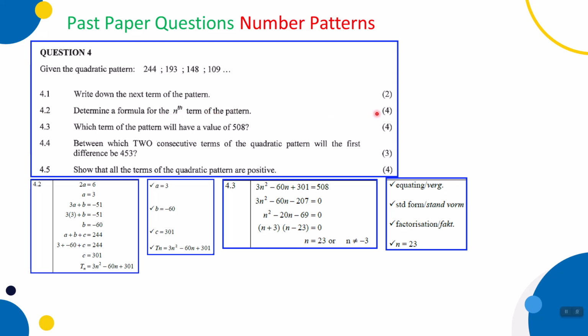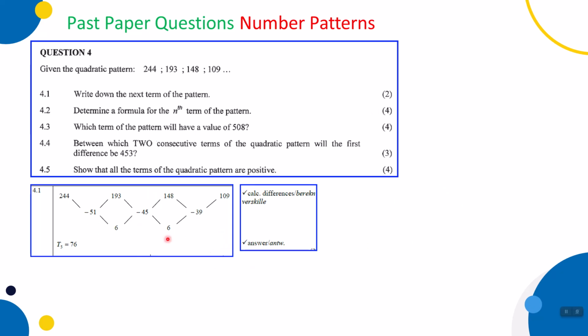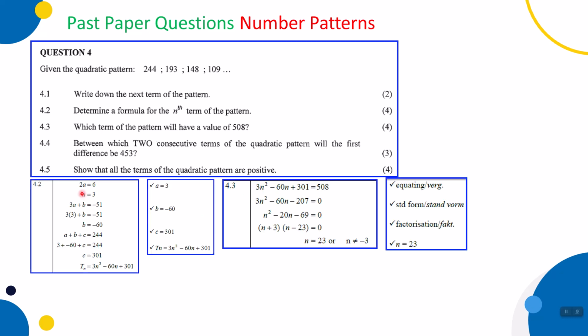So we know Tn is equal to an squared plus bn plus c. So we must find a, b, and c. Well, we know you must equate the 2a to that second difference. So we say here 2a is equal to 6. A is then equal to 3. Divide both sides by 2. So a is equal to 3.